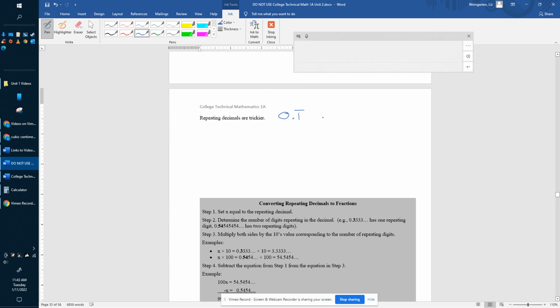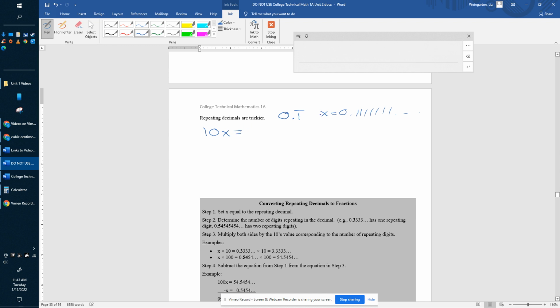Well, 0.1 repeating, let's set it equal to x. So x equals 0.1111111 going on forever. Well, let's multiply that by 10. And you'll see why in a moment. You might ask, why are we multiplying this by 10? It doesn't make any sense. It's going to be a little trick.